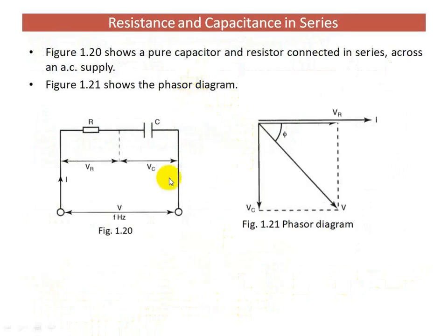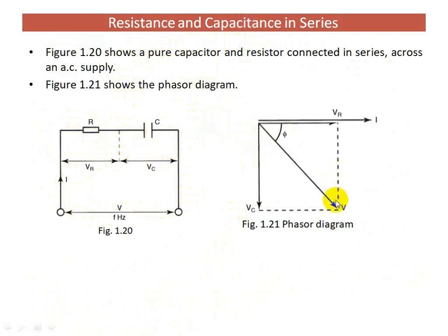Next, capacitance and resistance in series. So let us consider the circuit. Resistance and capacitance are connected in series across the supply. Supply voltage is V, F is frequency. I is the current flowing in the circuit. VR is the voltage across resistance. VC is the voltage across the capacitance.